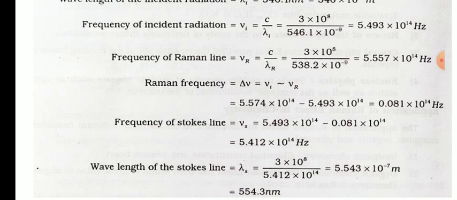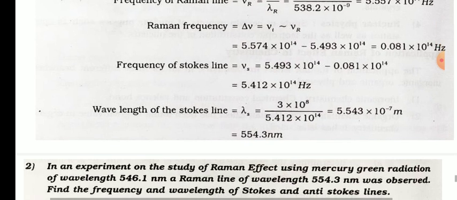So nu S is equal to 5.493 into 10 raised to 14 minus 0.081 into 10 raised to 14. So that becomes 5.1412 into 10 raised to 14 hertz. The wavelength of the Stokes line, lambda S, is equal to C by nu. That works out to be 5.543 into 10 raised to minus 7 meter, or 554.3 nanometer.